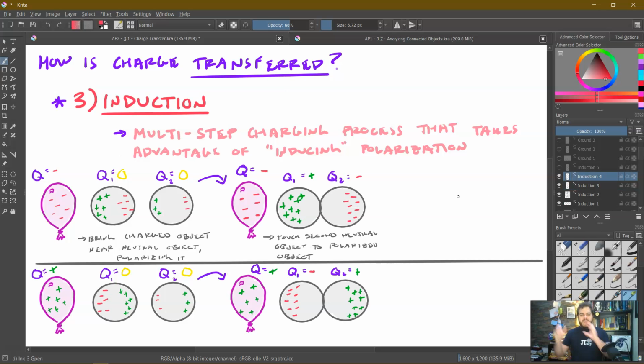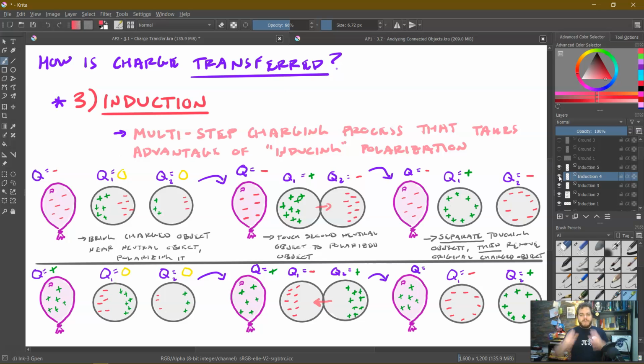Now, we touch the two spheres together. And when we touch them, well, this is a conducting path, so all of the electrons move over to this other sphere because they want to get as far away from the balloon as possible. And same thing in the bottom situation, all the negative charges move to the nearby sphere because they want to get near the positive charges of the balloon. So we touch the second neutral object to the polarized object, and that allows those electrons now to move between.